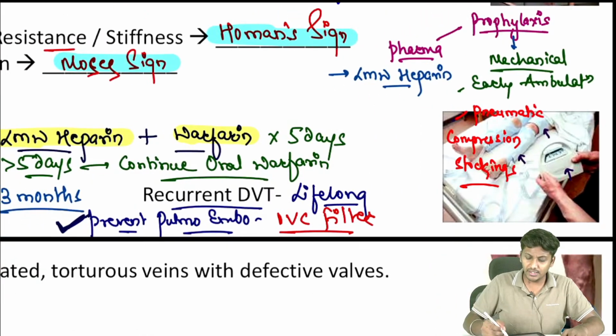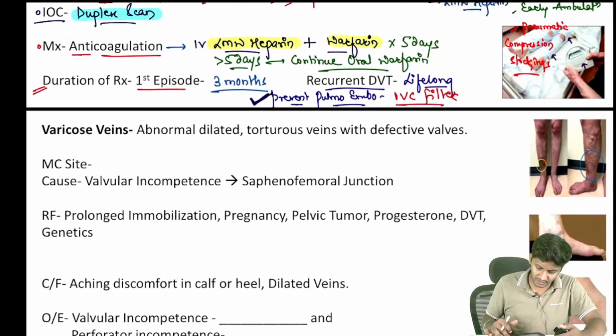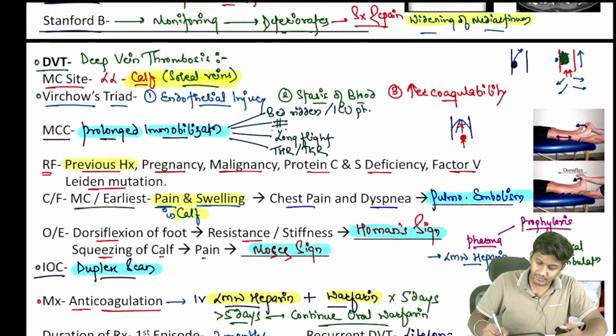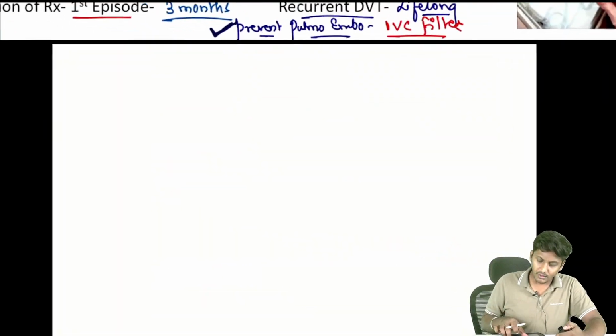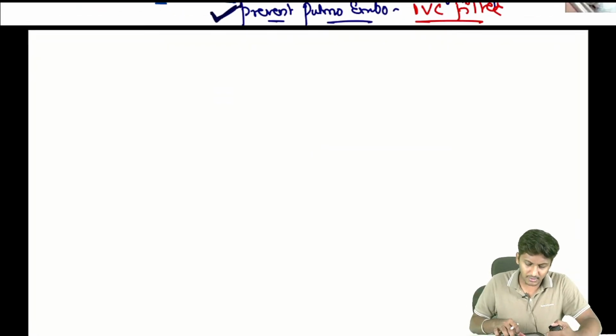Once we are done with the DVT, now let's try to understand varicose as well. For varicose, first I would like you to understand the basic funda behind varicose. Okay, first of all, let's start with the normal basic anatomy a little bit.